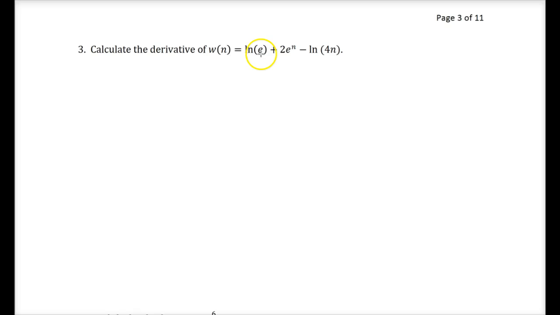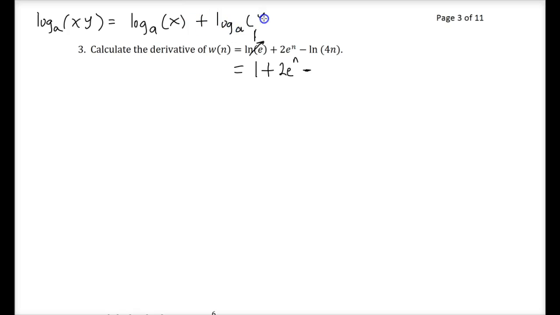So we know that natural log of e is just like log base e of e, which turns out to be 1. Okay, so we know that much. So we got 1 plus 2 times e raised to the n, and so we'll leave this alone. But here, do you see how we have natural log of 4 times n? And so one of the things that we know from our logarithm properties is that log base a of x times y is going to be log base a of x plus log base a of y.